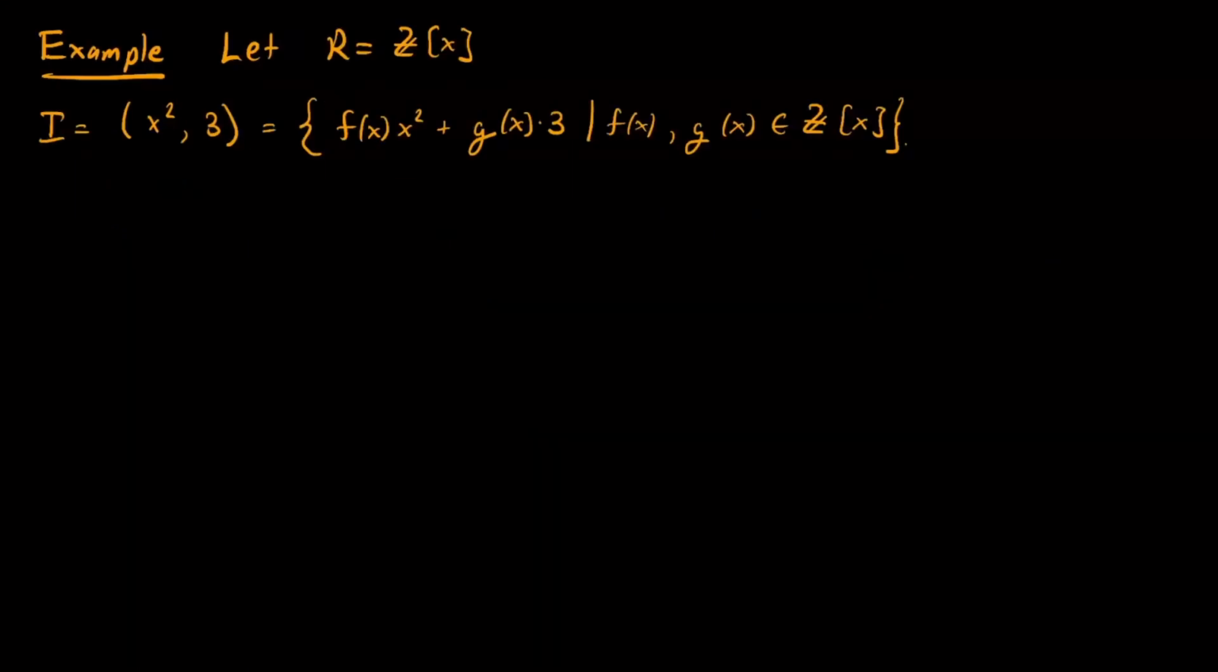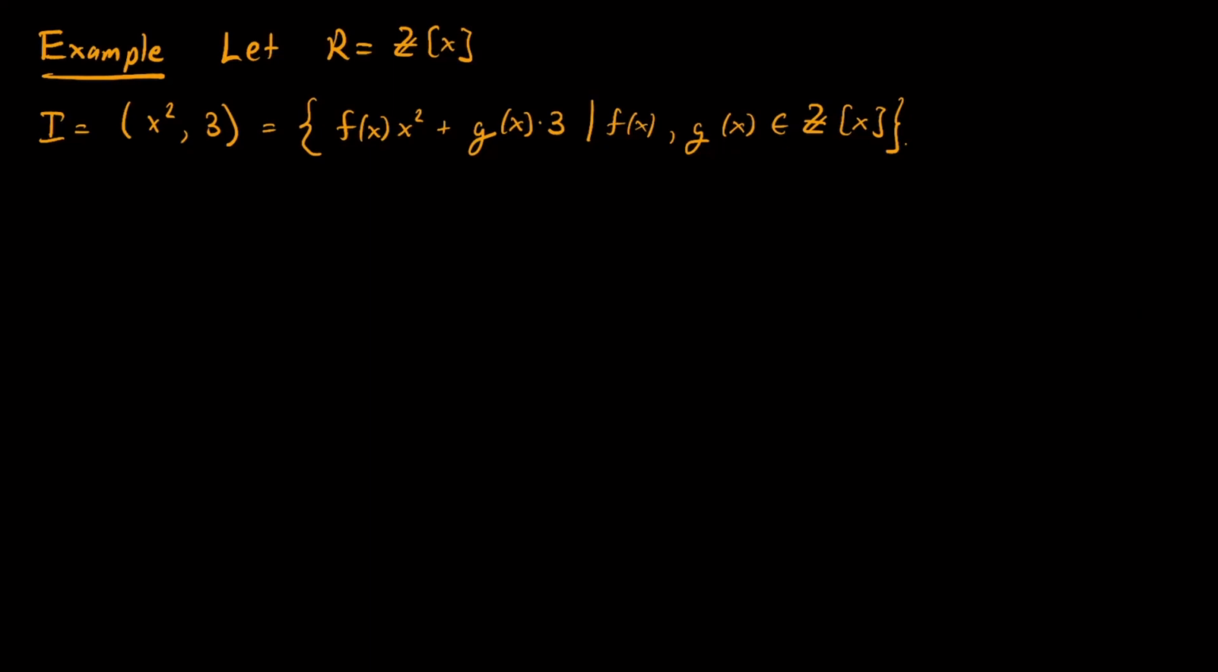So finally, I'd like to consider one more example of an ideal generated by some elements. We're going to assume that R is the ring Z[x], so these are polynomials with integer coefficients. What I'd like to do is consider the ideal generated by x squared and 3. So what is this set? This set is just all polynomials of the form f(x) times x squared plus g(x) times 3, where f(x) and g(x) are any two polynomials in Z[x].